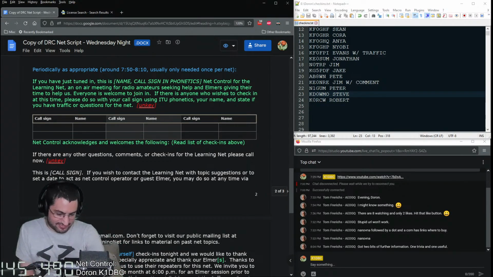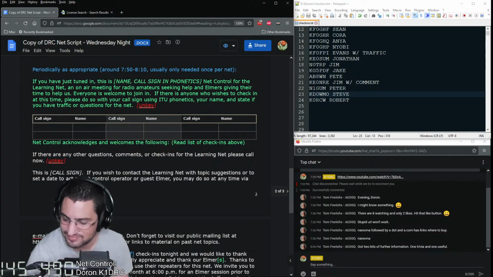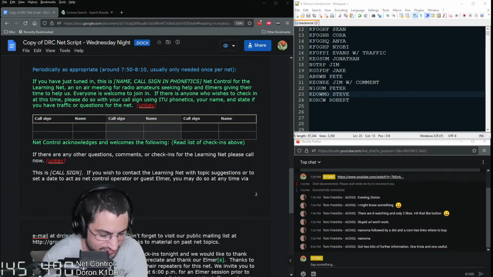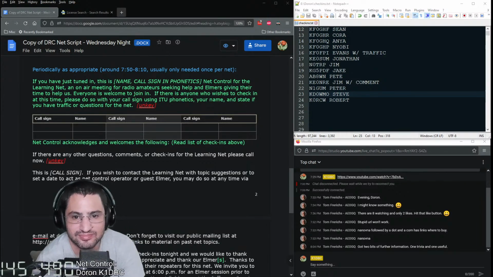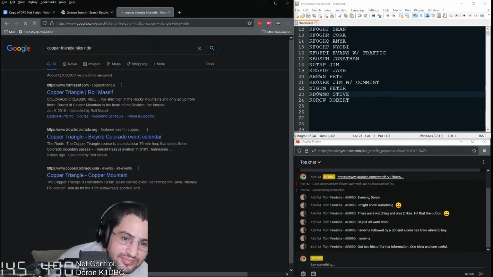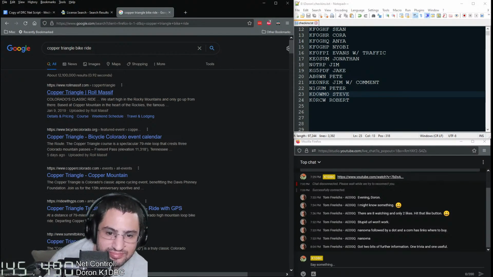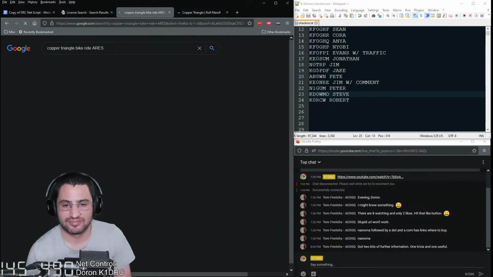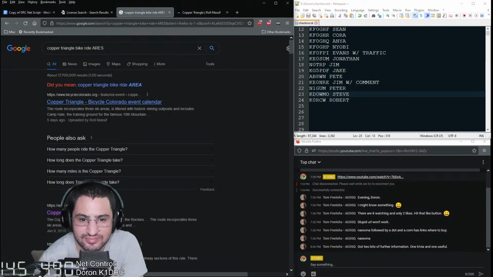Had a really interesting weekend, ham radio-wise. I got to work the Copper Triangle bike race on Saturday, up in Copper Mountain, and Sunday was, of course, the Burro race down in Fairplay. But something happened up in Copper that I wanted to talk about real quick, and I'm going to reset and pull over the car.